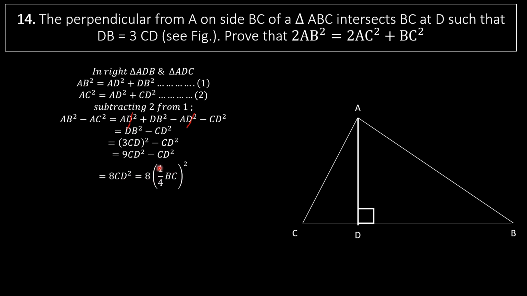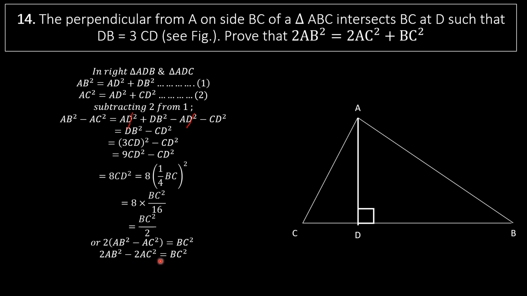So 8 within bracket 1 upon 4 BC whole square. It comes out to be BC square upon 16, 4 fours are 16, and on simplification with 8 it will give us BC square upon 2. So AB square minus AC square is equal to BC square upon 2. Transposing 2 to this side, we get twice of AB square minus AC square is equal to BC square, or for the simplification, open the bracket, twice of AB square minus twice of AC square is equal to BC square.